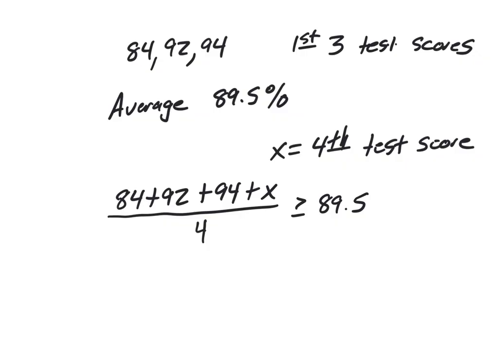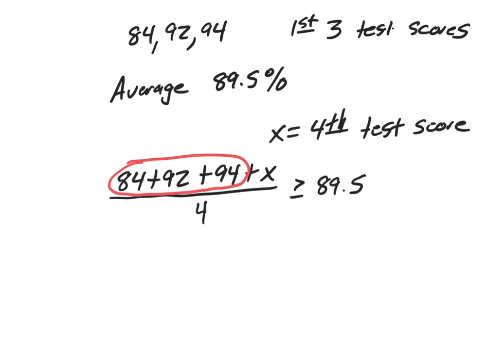Now we got to solve. What would I do first here to solve? Okay. Yep, I'd be good with that. Let's add these together. 84 plus 92 plus 94. What do those add up to be? 270. Okay. 270 plus x divided by 4 greater than or equal to 89.5.